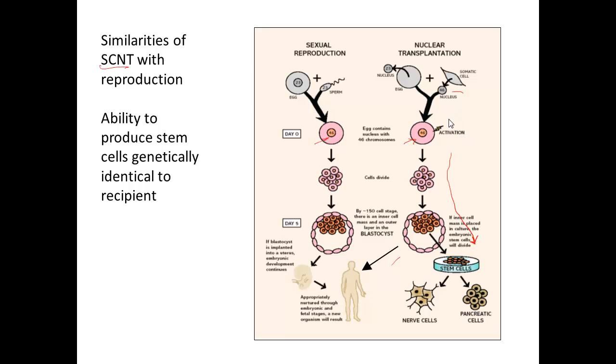One of the huge advantages of this approach is that because you're putting in a nucleus from a person's somatic cell, these cells should be immune tolerant. They will have all the same epitopes that your body has, and so it would not be likely to create an immune response. These are, in a sense, personalized stem cells.